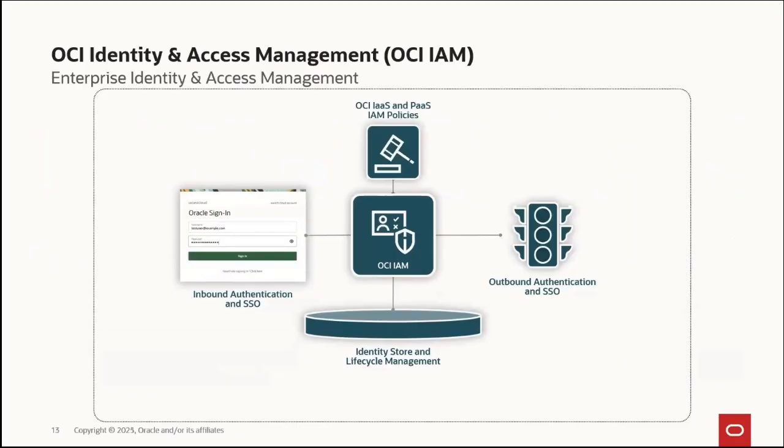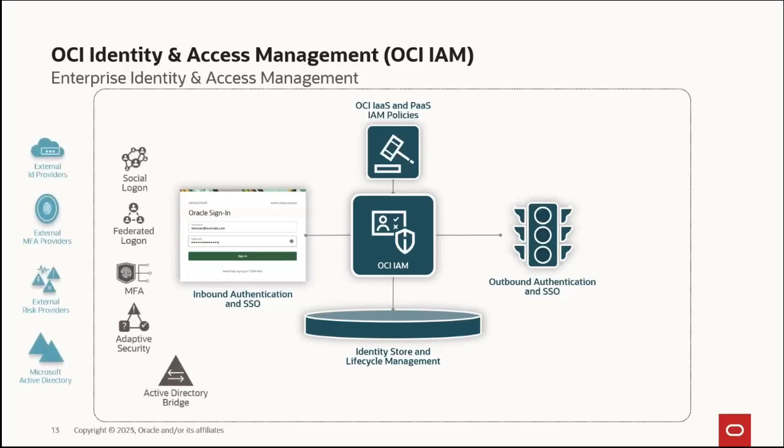OCI IAM provides a set of identity and access management features, right? I would like to describe it in terms of four buckets. First one, inbound authentication and single sign-on. Second one, identity store and lifecycle management. Then outbound authentication and single sign-on. And also we have Oracle Cloud IAM policies. Starting with the first one, inbound authentication and single sign-on: this is how users are authenticated into the service. We also have multi-factor authentication here.